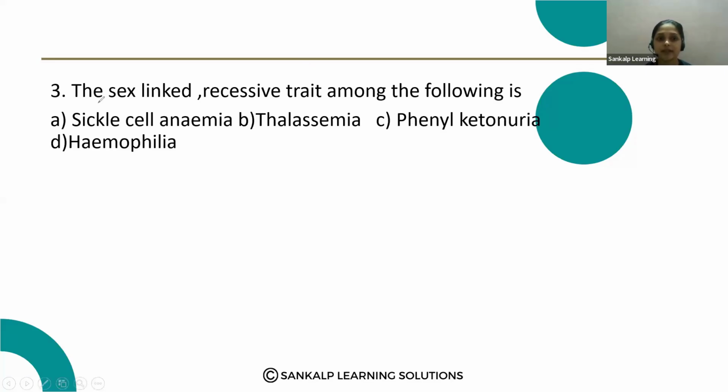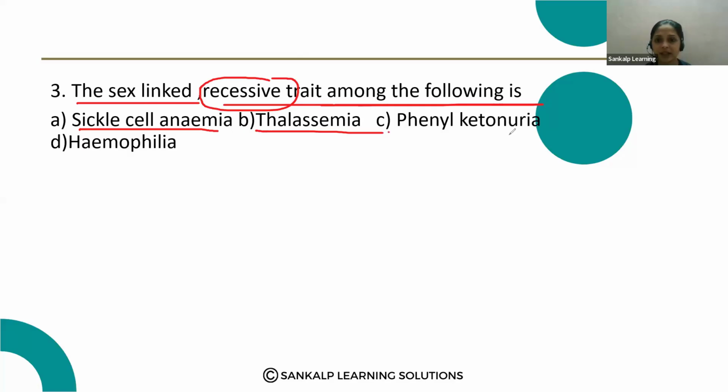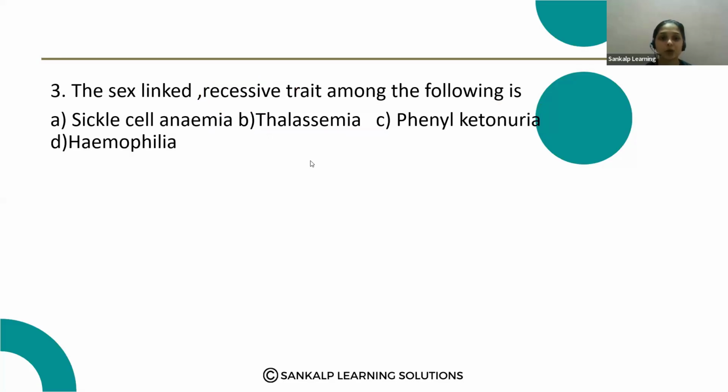Which of the following is a sex-linked recessive trait? Here, sickle cell anemia, thalassemia, phenylketonuria, these all are autosome linked. Since they are autosome linked, the correct answer is hemophilia. Hemophilia is the sex-linked recessive disorder.